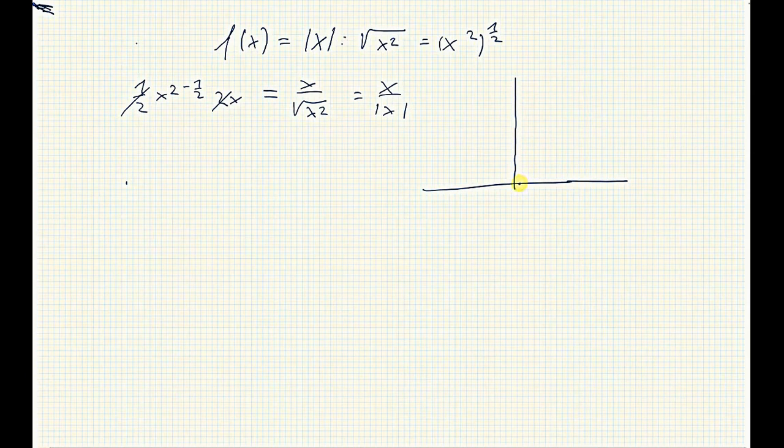So for positive values of x, we are getting values that lie on the positive diagonal here. And for negative values of x, we get values that lie on the negative diagonal. And we see that the derivative on the positive side is 1. And it is minus 1 on the negative side. And it is not defined at the point 0.